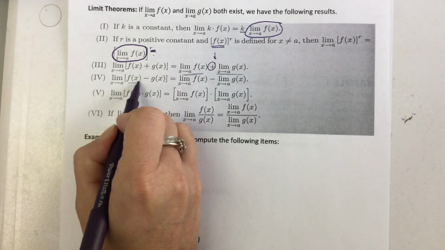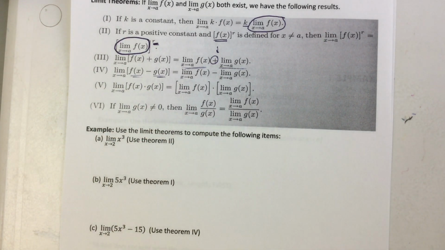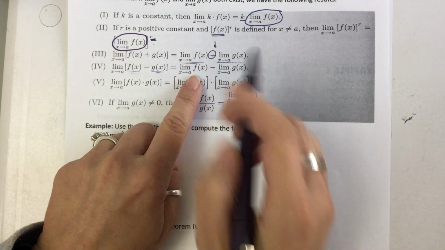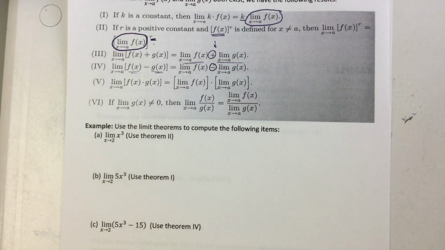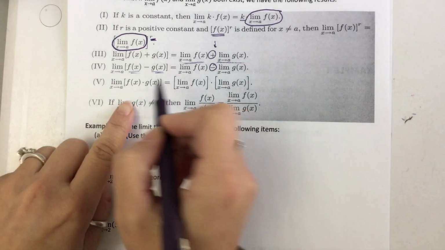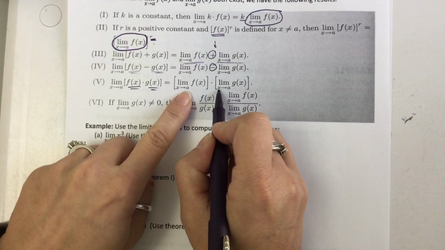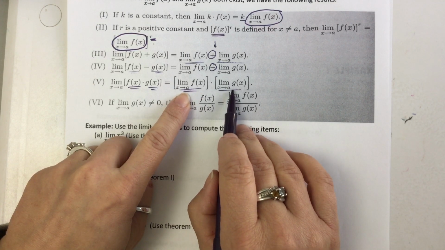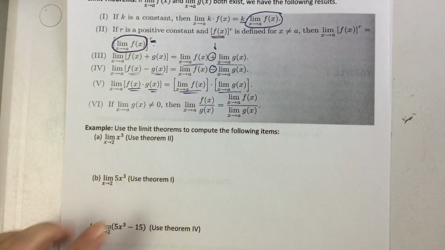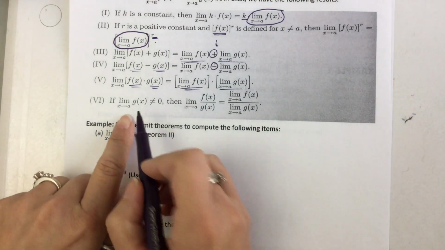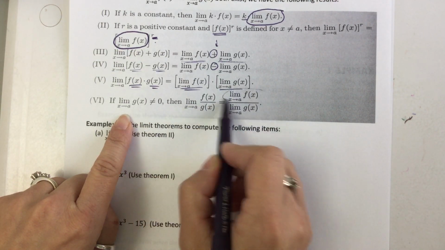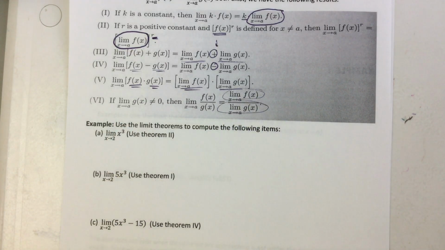If you are trying to find the limit of two functions that are being subtracted, you can find the two limits separately and simply subtract the limits. Same thing if you're multiplying. You can go ahead and find the limit of f of x, find the limit of g of x, and multiply those two limits together. If you're dividing, find the limit of the top function over the limit of the bottom function.